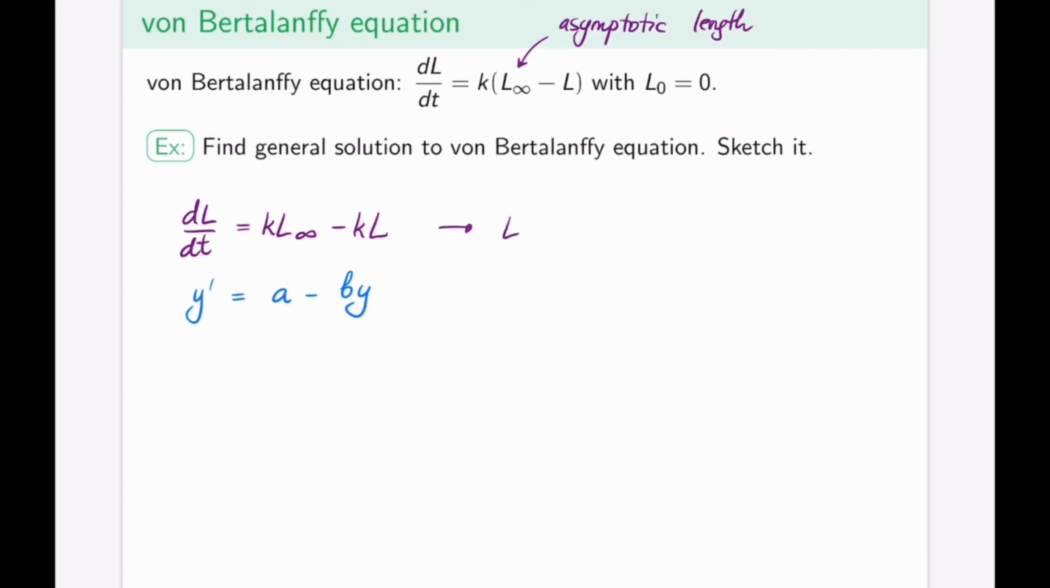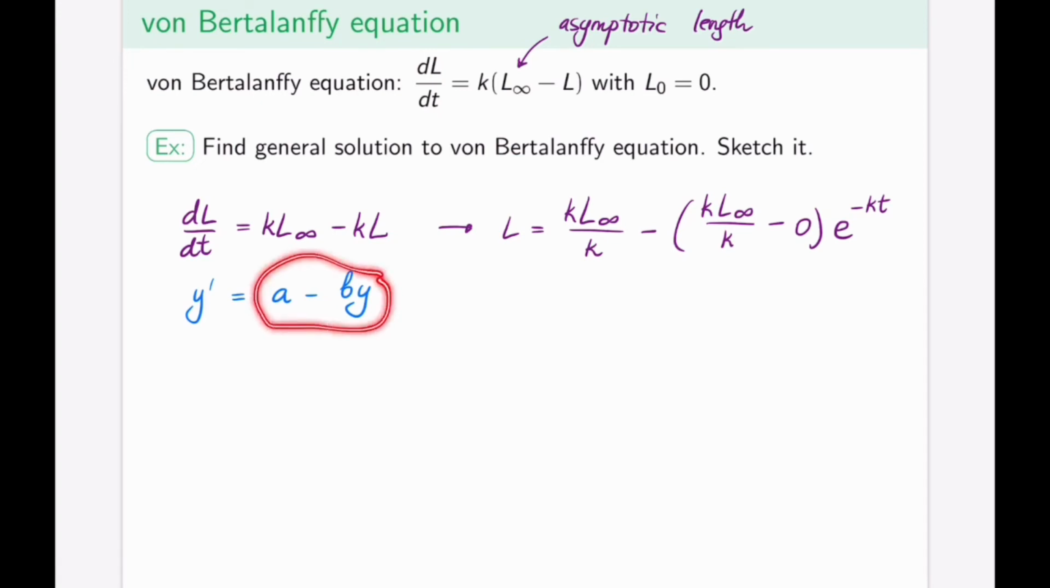Recall that the general solution will be A over B, so in this case, kL infinity over k. Let's write this out in full detail. Minus A over B again, kL infinity over k, minus the initial condition. Here we're told that L naught is 0. So for example, in terms of length, a cell starts at some trivial dimension. So minus 0, e to the power of minus B, which is k, t. It's going to take a few times before you really get a hang of going from the general form in terms of A, B to the constants, so do practice this a little bit.